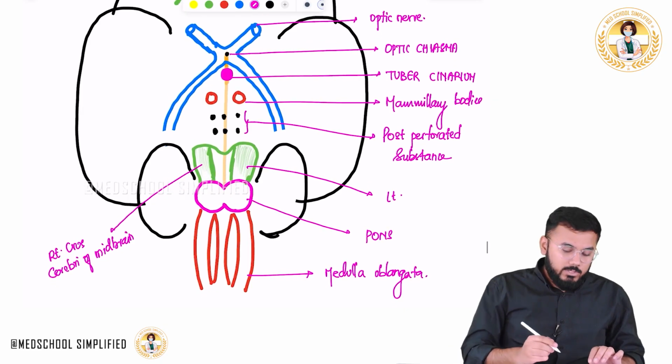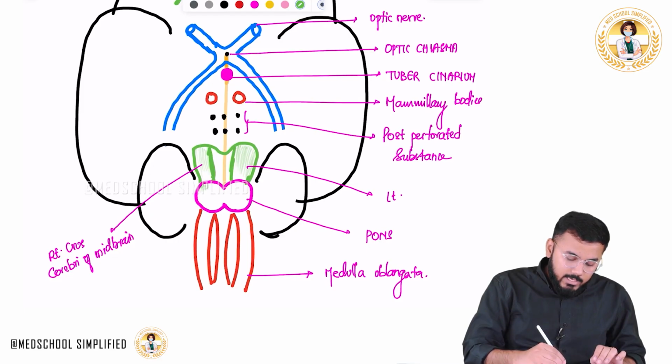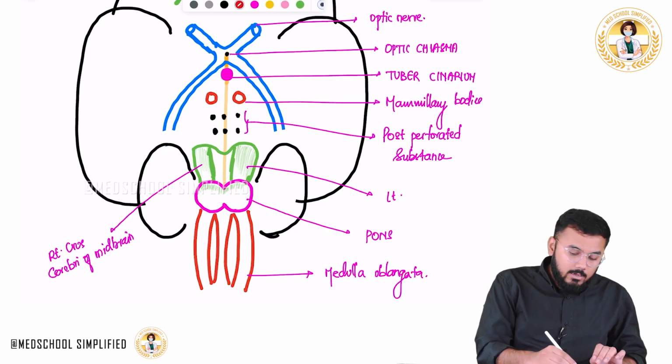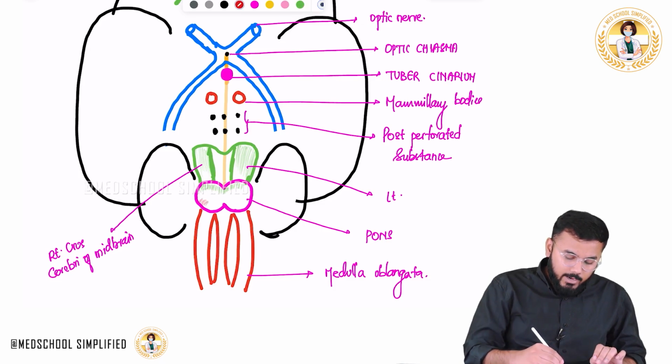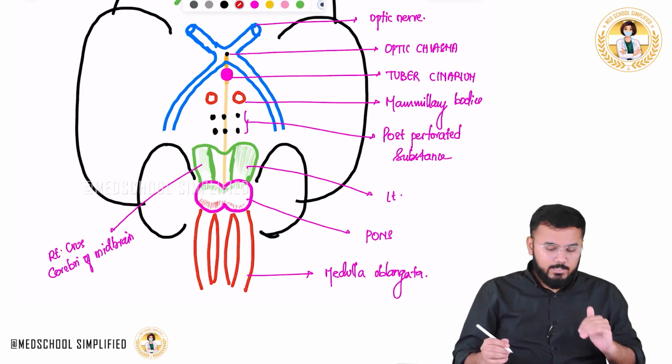So pons has got two surfaces, right? What are the two surfaces of the pons? See, this green color one which I am highlighting right now is called the superior surface of the pons. And next, the red color thing which I am highlighting right now is called the inferior surface of the pons. So pons has got a superior surface and inferior surface.